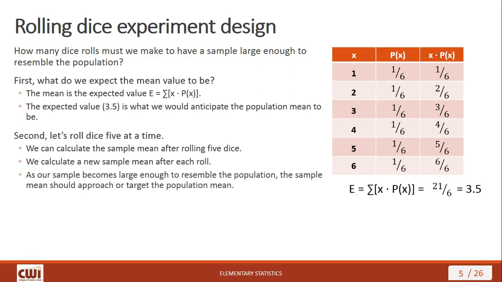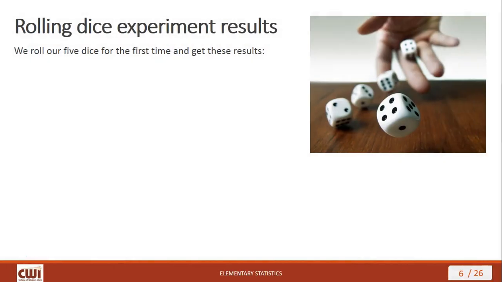As our sample size becomes large enough to resemble the population, the sample mean should approach or target the population mean. And the population mean is the expected value that we just calculated, the 3.5. So let's see how well the sample mean targets the population mean. So let's roll the dice for the first time, and when we do that, here's the results that we get.